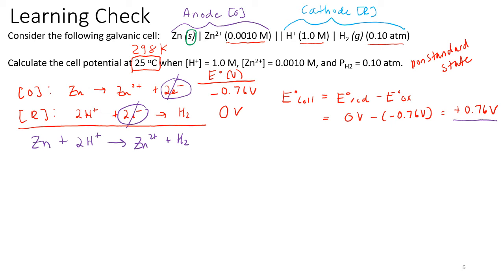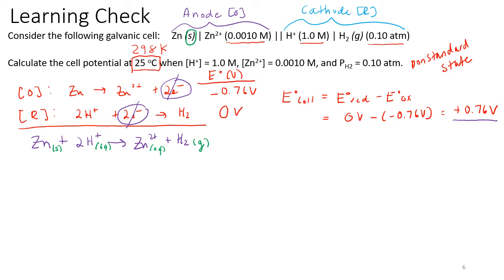Essentially, they're assumed to have an activity of 1. So zinc is a pure solid, that won't appear. The hydrogen ion is aqueous, that will appear. Zinc 2 plus ion is aqueous, and hydrogen is a gas. So those other 3 species will appear in our reaction quotient calculation.